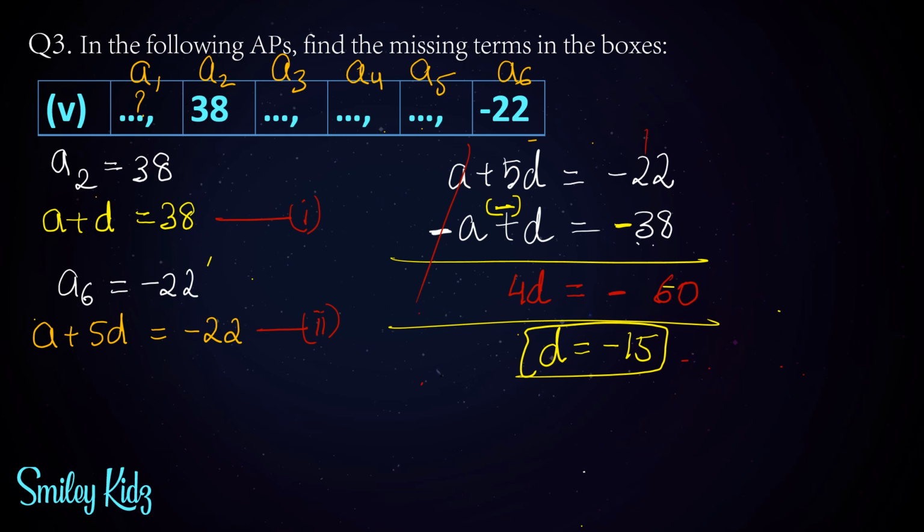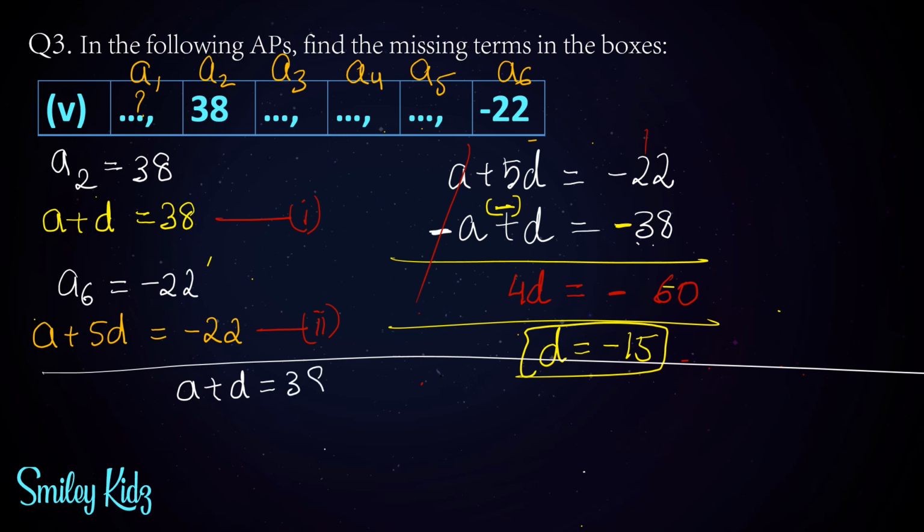Now, we can easily extract A, isn't it? A plus D is equal to 38. I'm just substituting the common difference in any one of the equations so that I can easily get the value of A. Now, I have A plus of minus 15 is equal to 38 and the value of A turns out to be 53.